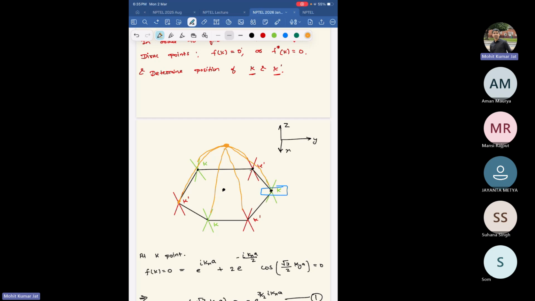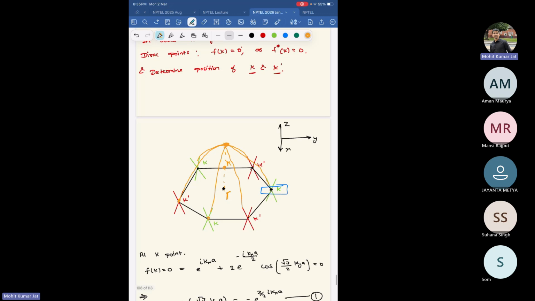The absolute energy is minimum at these points, the Dirac points, and it is maximum at this point. This point is known as the gamma point. This is K, and this point is known as the M point. So in the case of graphene, let me mark the points, how we call the points in the Brillouin zone. The point at the center is known as the gamma point. These corners are known as K and K prime. The in-between point is known as the M point.